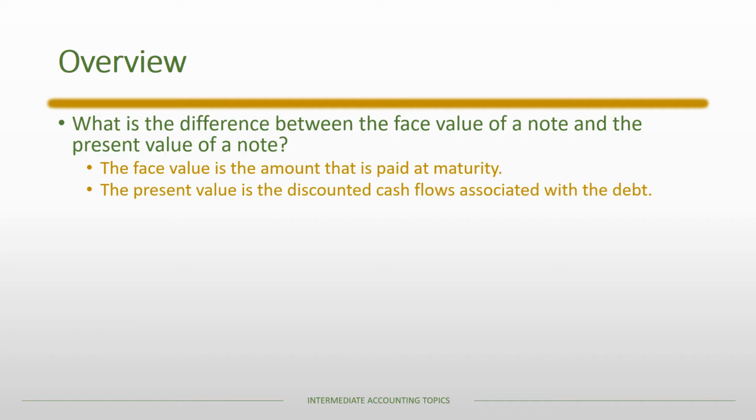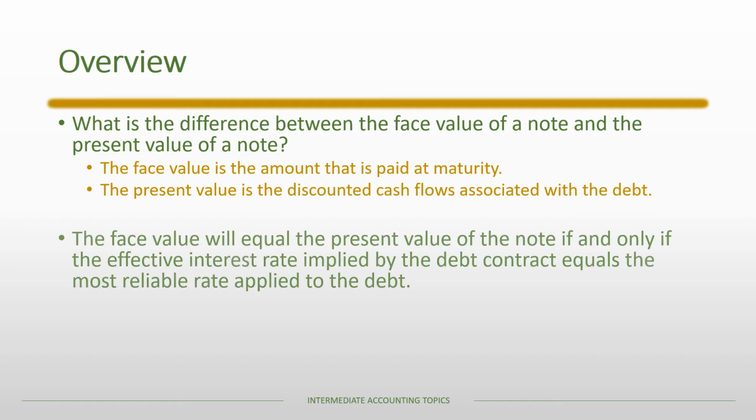The present value is the discounted cash flows associated with the debt. And those cash flows would include both interest payments and the face value that's going to be paid at maturity. But of course, we're going to apply a discount rate to any amounts that occur in the future. And so they are not necessarily the exact same thing.